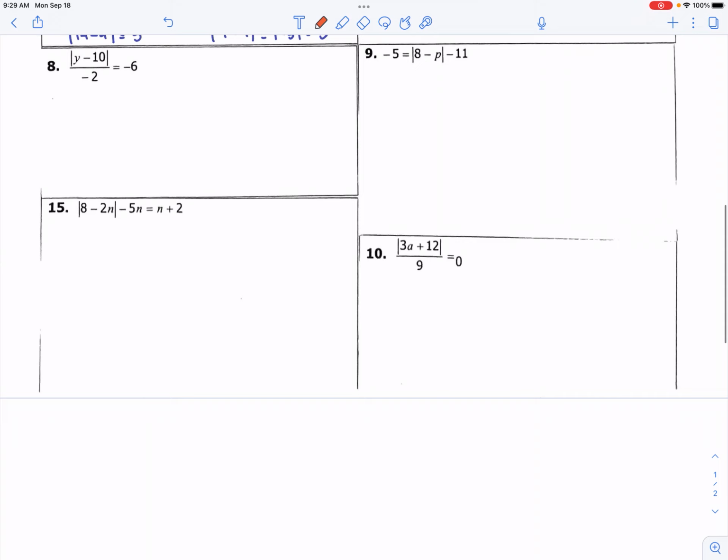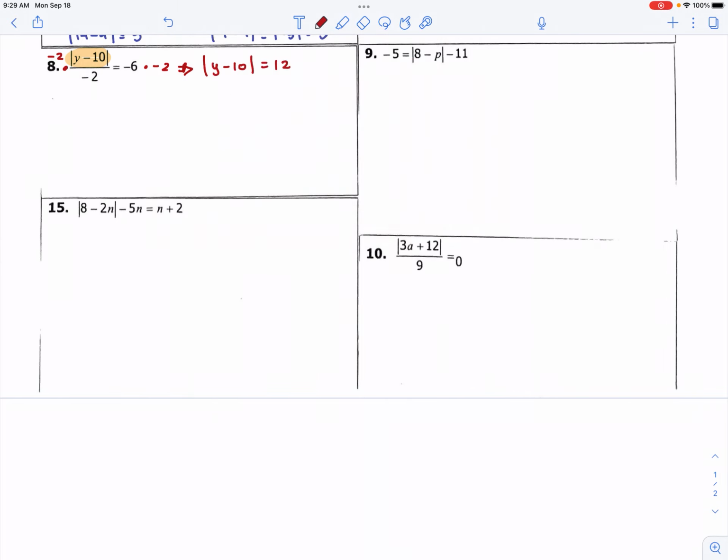So for number 8, if you forget to isolate the absolute value, and you look at this, you're like, oh, there's a negative there. It's got to be another no solution. However, my absolute value is not isolated. We need to isolate first before we can determine whether or not there's going to be a solution. So here, to get rid of this fraction, we multiply both sides by -2. And that leaves me with the absolute value of y minus 10 equal to positive 12. So now that -6 has changed into a positive 12 after we've isolated the absolute value, this is a possible problem to solve.